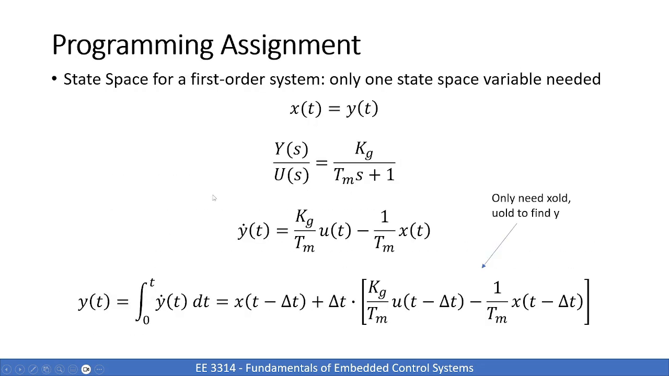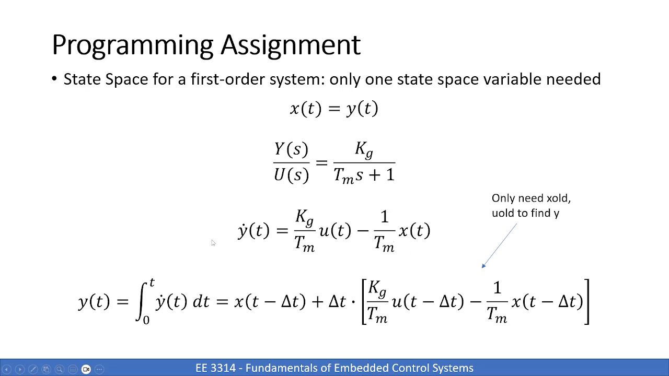Okay, so one difference is for a first order system, we only have one state space variable, so the equation gets pretty simple, right? Really, we have our state space variable, x of t. We don't have x1 and x2 anymore. We have one state space variable, and that's going to equal the output. So we can write our one dynamic equation as y dot is going to be kg over tm times u. So if you take this and multiply it out and take the inverse Laplace, you'll get this kg over tm times u minus 1 over tm times x.